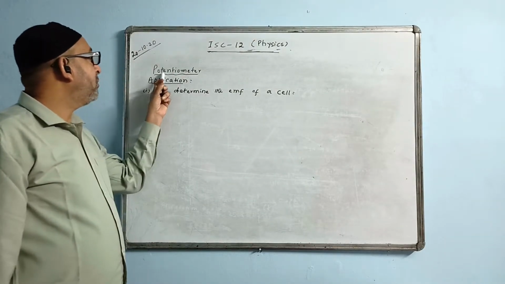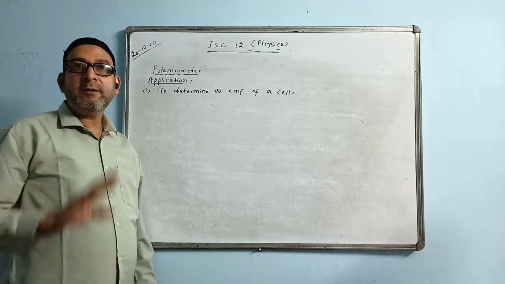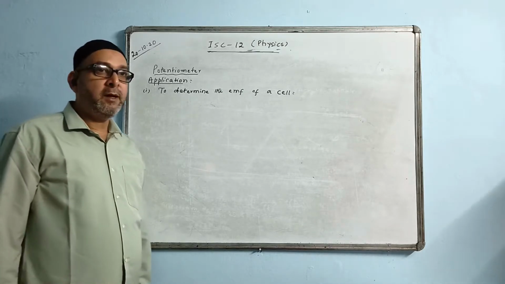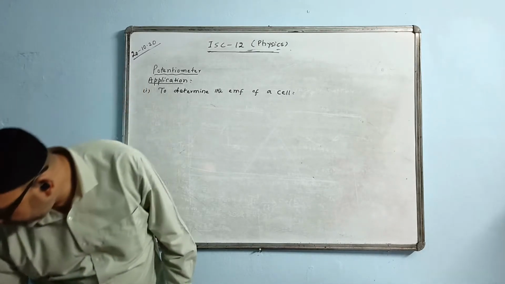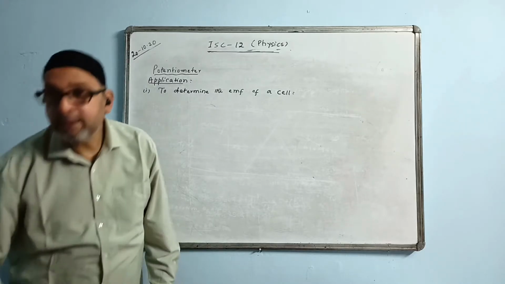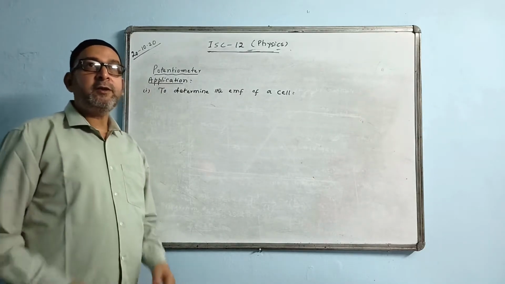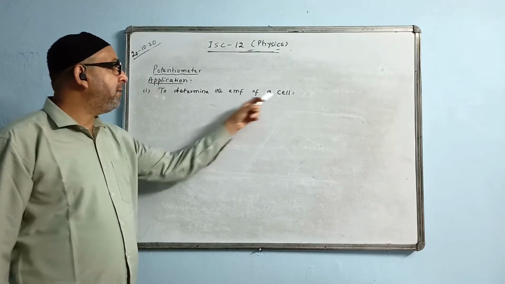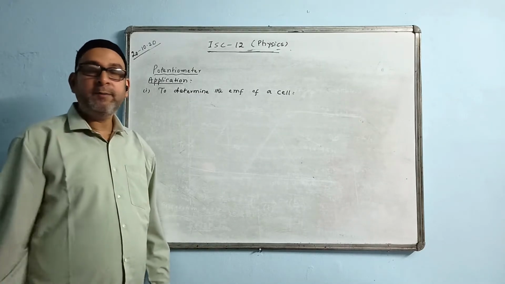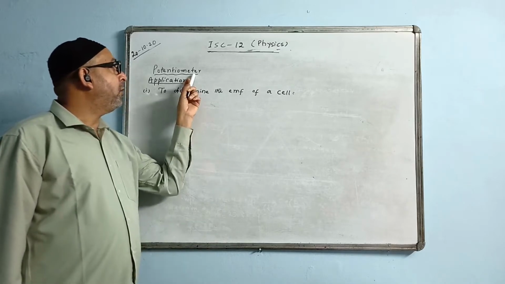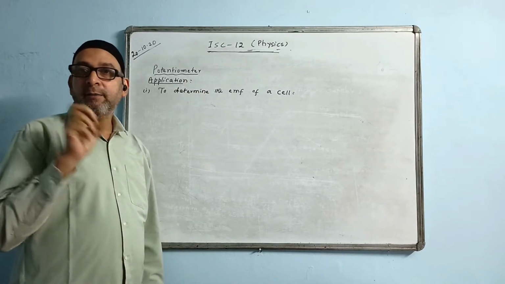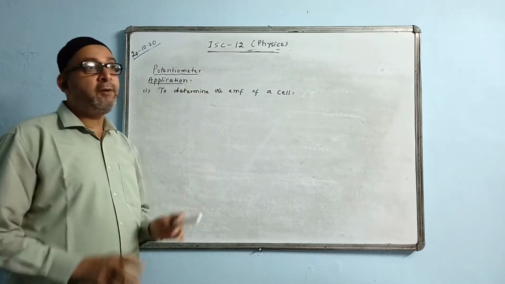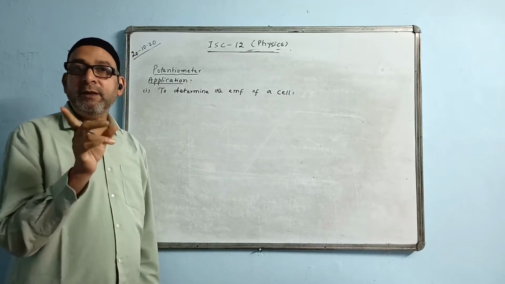Last time I was talking about the potentiometer. Once again, a short revision and then we carry on. A potentiometer is a circuit actually. It is not an instrument. It is a circuit which is used to determine the EMF of a cell accurately. It always works on the null deflection method. In a potentiometer, we always use a galvanometer which gives null deflection.